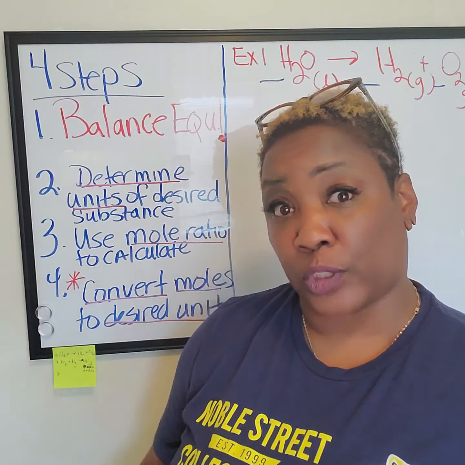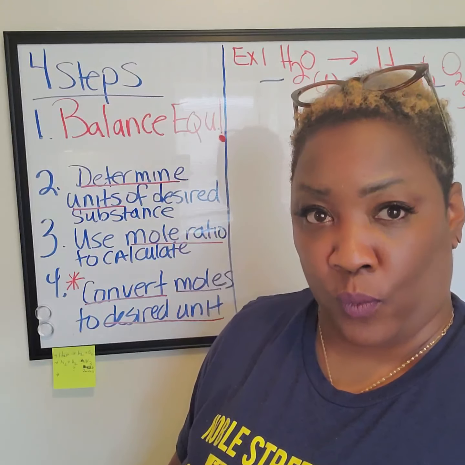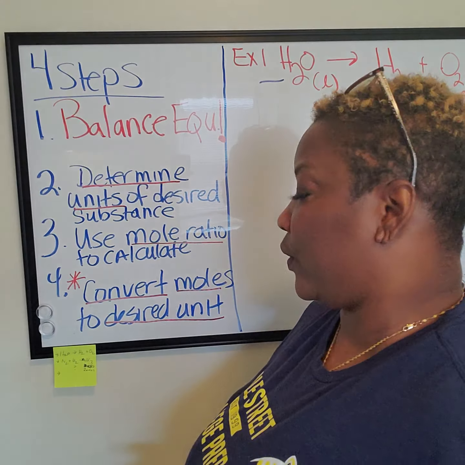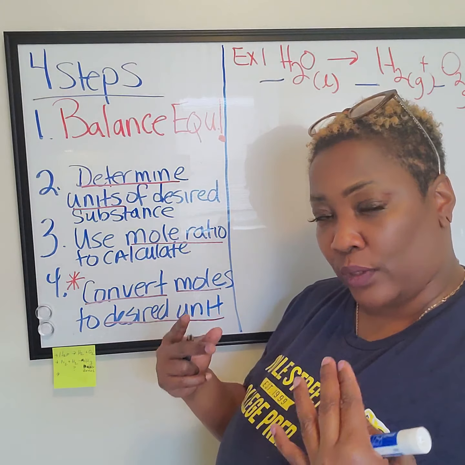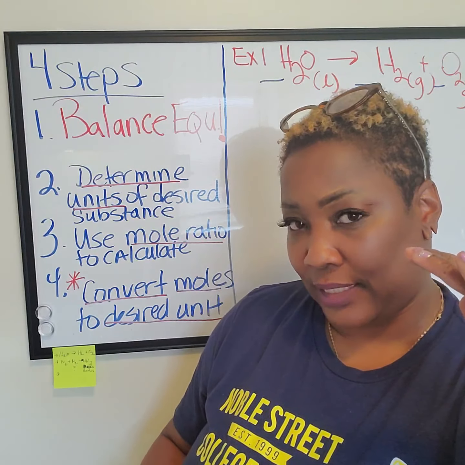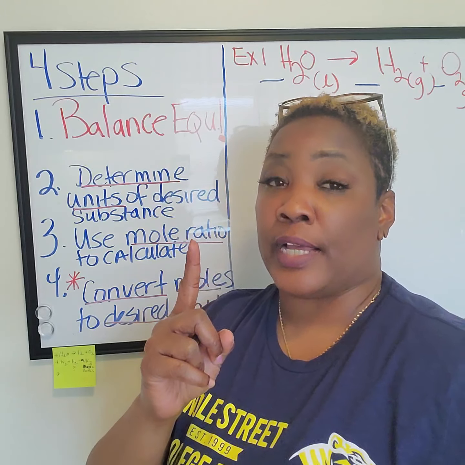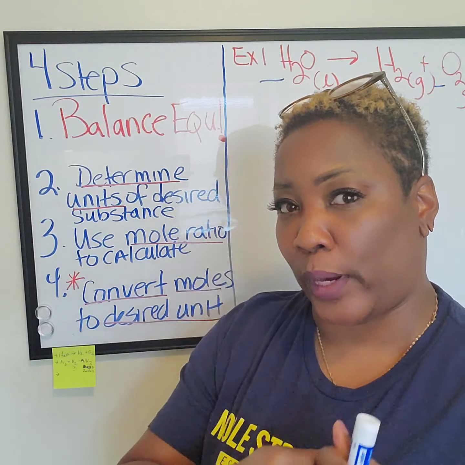The unit of the desired substance. What are they asking us to produce? What units? Moles, or do they want grams? That's important. 3, we use the mole ratio. The ratio is how many moles of one substance is related to the number of moles of the other substance. Like in our example, sodium, there was 1 mole to every 2 moles of chlorine. That is the mole ratio.